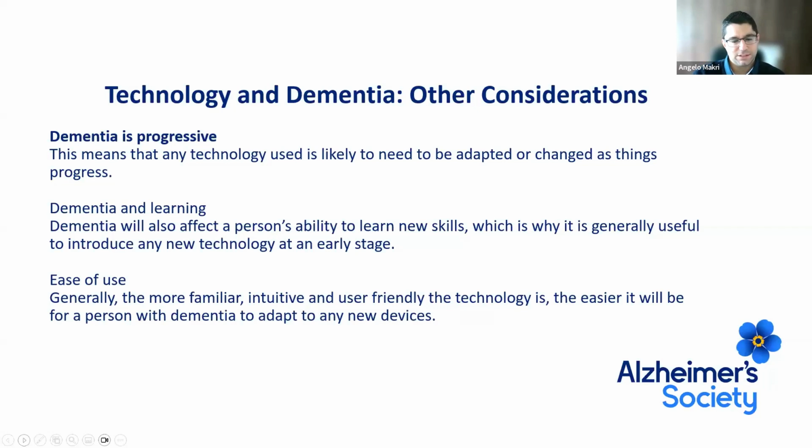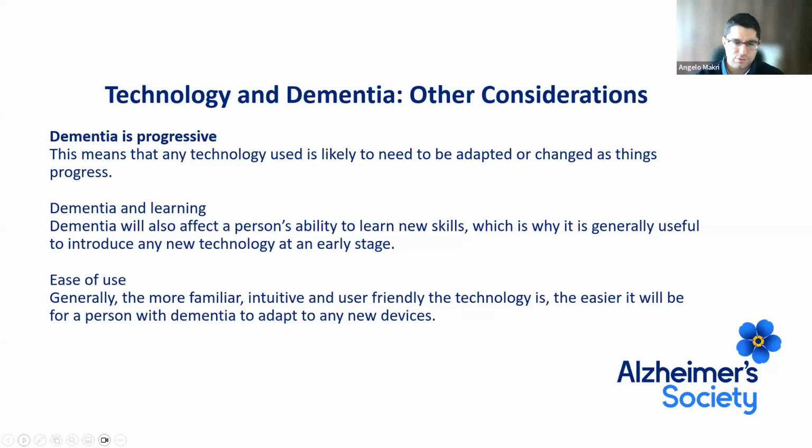The next point I've said is dementia and learning. Dementia is going to affect a person's ability to learn new skills and to learn new technology, that kind of thing. So it's really important, if possible, to introduce new technology as early on as possible. It's not always realistic, and you don't always know what the person is going to need to use later. But generally, as far as possible, introducing technology as early as possible is going to be the best approach.